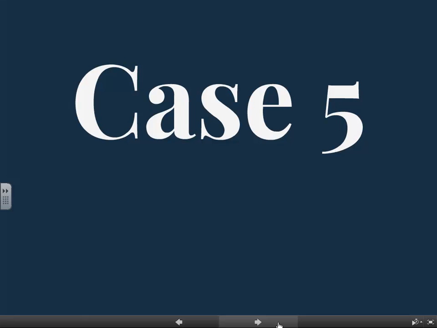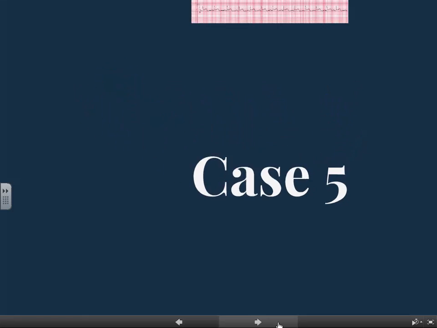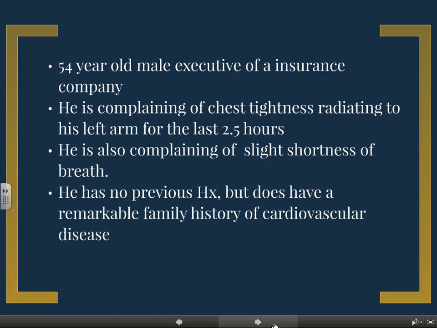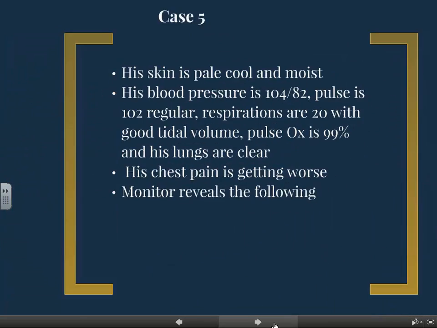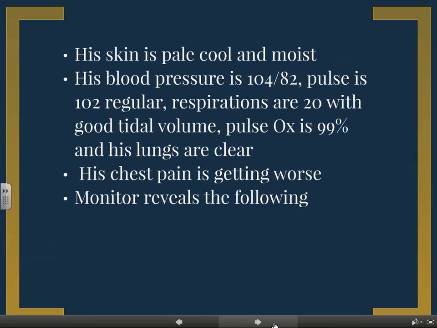All right, any questions about that case? Case 5. 54-year-old male, executive of an insurance company. He is complaining of chest tightness radiating to his left arm for the last 2.5 hours. He's complaining of slight shortness of breath. No previous history, but does have a remarkable family history of cardiovascular disease. Skin is pale, cool, and moist. Blood pressure is 104/82. Pulse is 102. Respirations are 20 with good tidal volume. Pulse ox is 99%. Lungs are clear. Chest pain is getting worse.